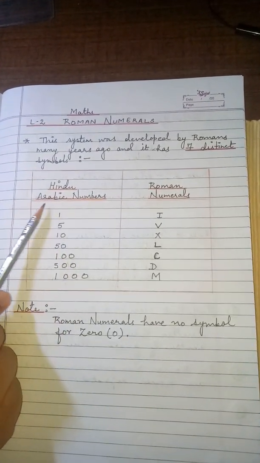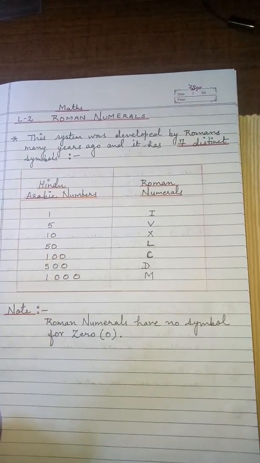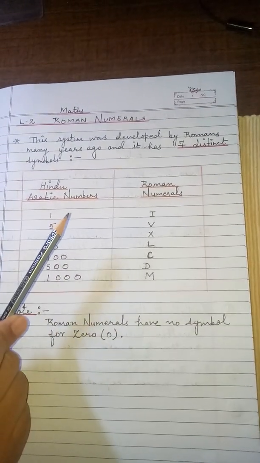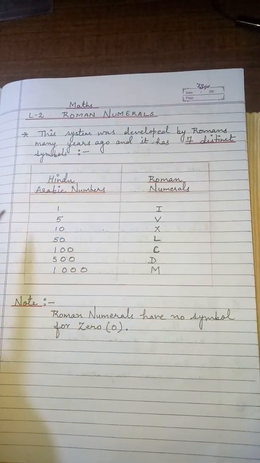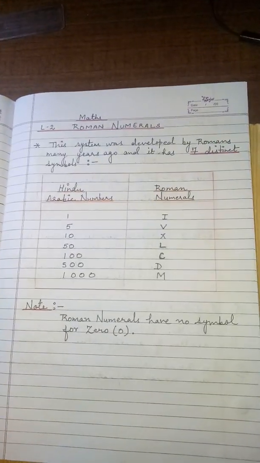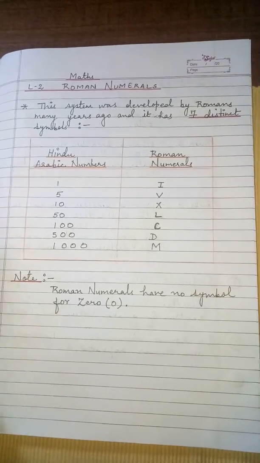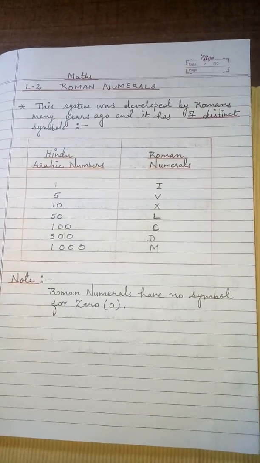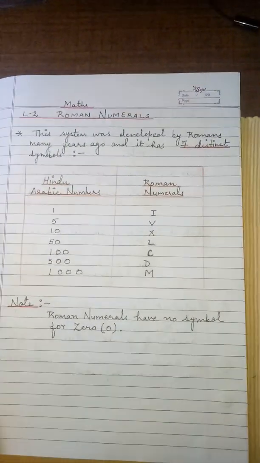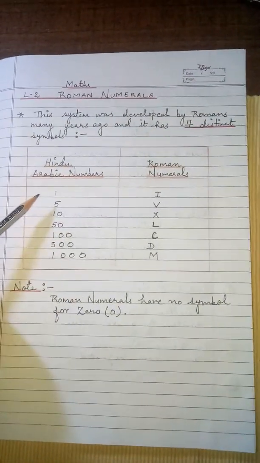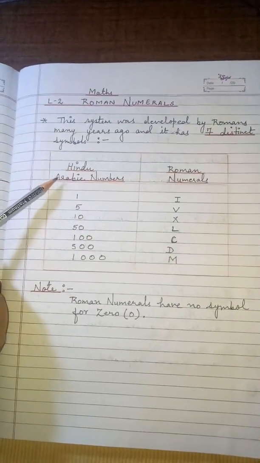So I'll start with the Hindu-Arabic numbers. Children, we know that in maths we have digits from 0 to 9, and all the other numbers are formed by joining or grouping these numbers. These digits were developed long ago in ancient India, and later Arabs picked them up and spread them to Europe. These digits are therefore known as Indo-Arabic numerals or Hindu-Arabic numerals.